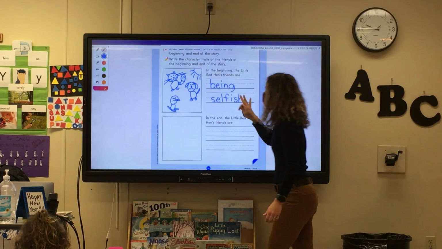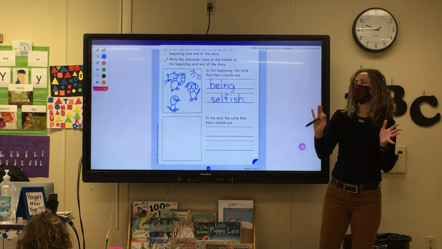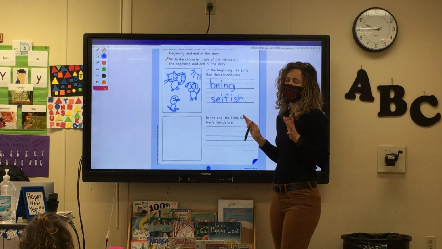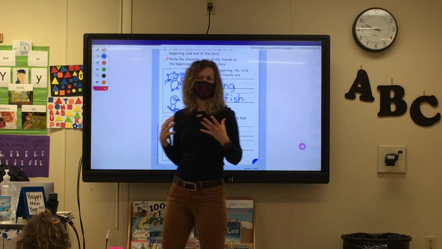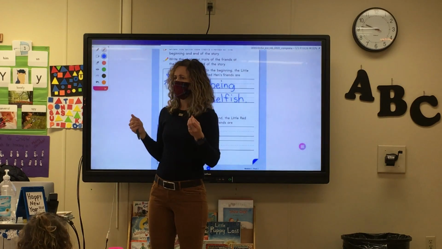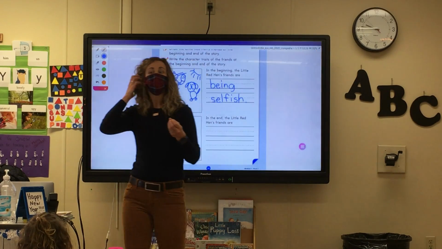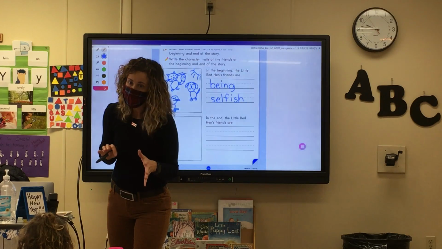So in the beginning, the friends are being very selfish, right? They were outside, they're playing, they're doing their own thing. Nobody wanted to help the little red hen. Okay, this little red hen, how would you describe her? I can think of a really good word to describe her. She's what? Nice. She's super nice, right?